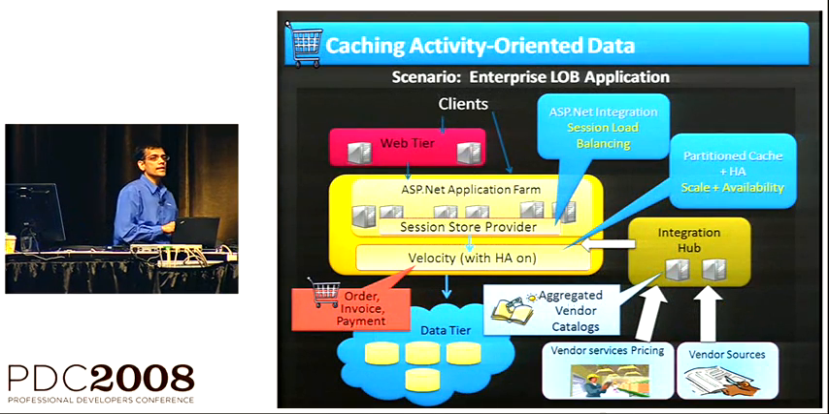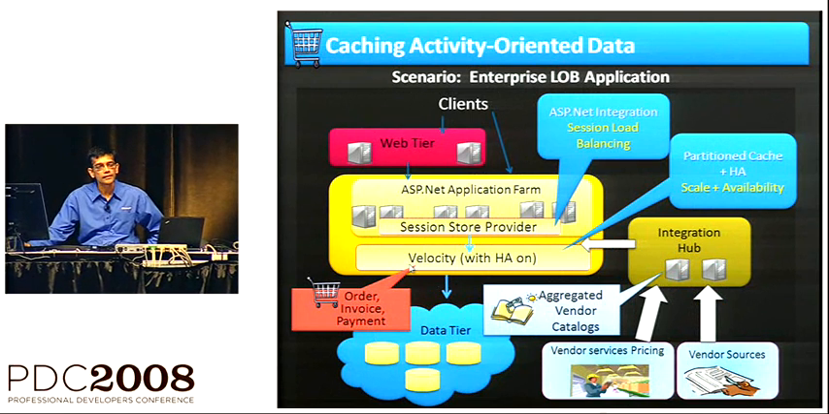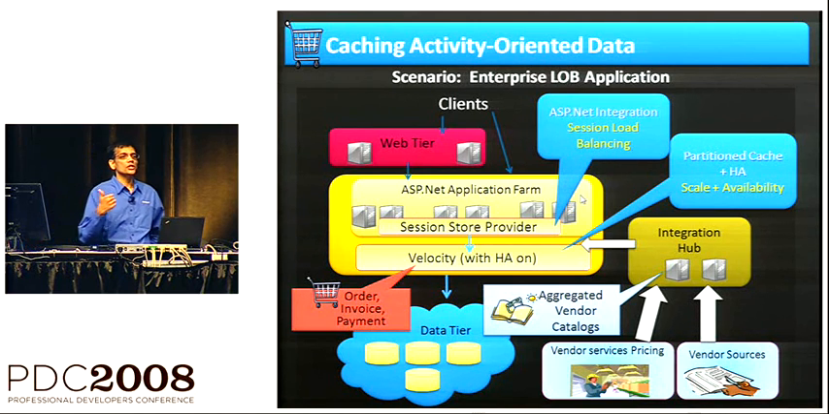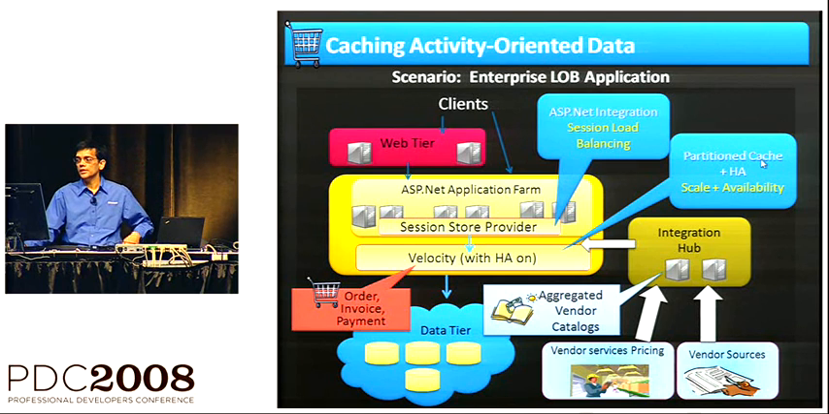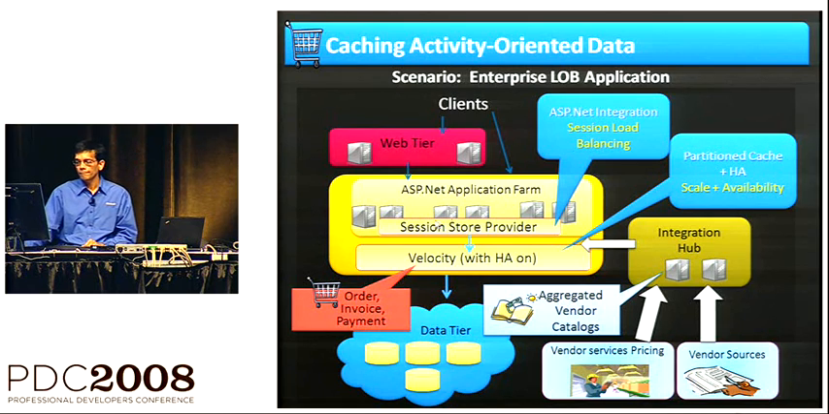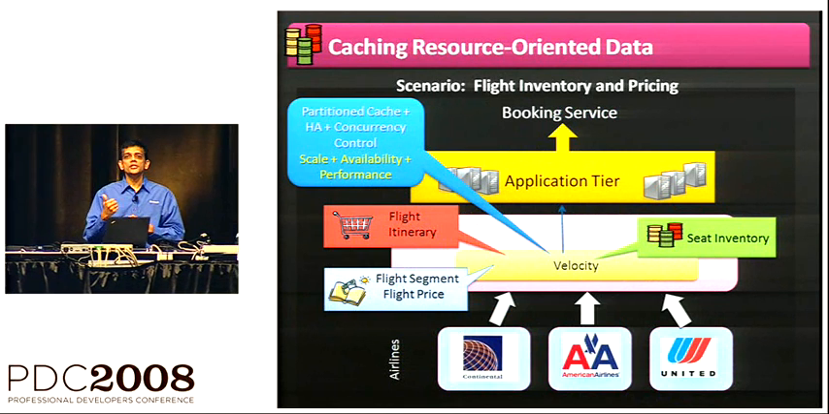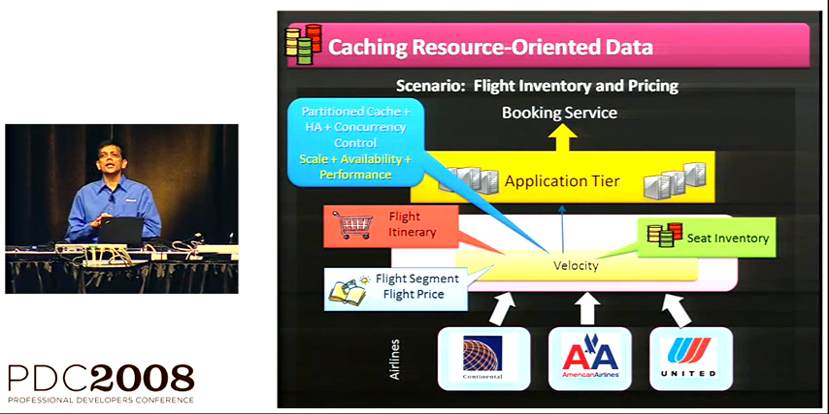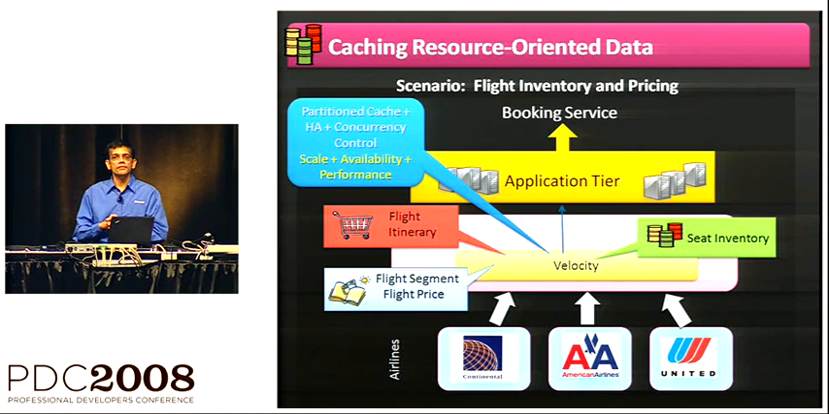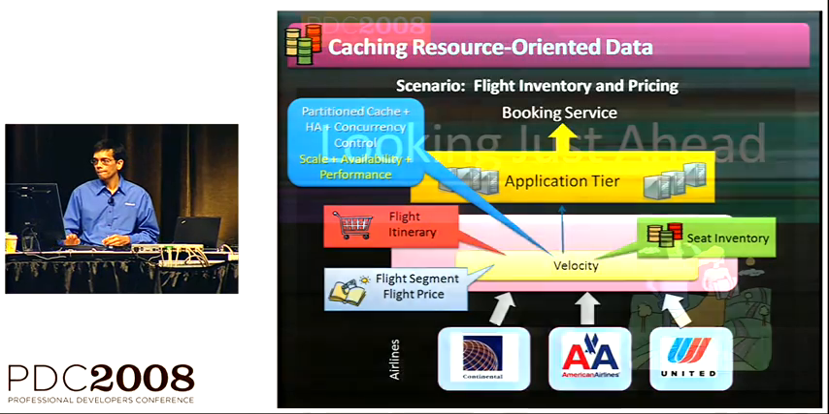If you go to the activity-oriented data, you can have Velocity in this tier with the session store provider for ASP. So you can integrate with the ASP session store, which gives you session load balancing. Using the partitioned cache plus HA, you get scale and availability together as well. Finally, with the resource-oriented data, you can use the partitioned cache plus HA option. You can also use the various other concurrency control options that we have, like pessimistic locking and optimistic locking, so that you can scale your reads and your writes better as well.